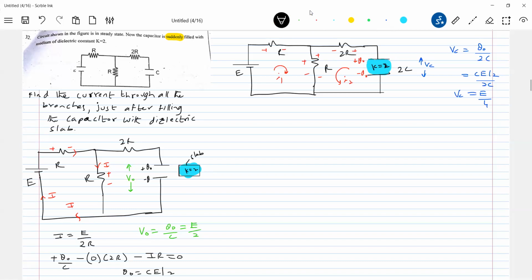So the best way of working this problem is where the capacitor is there. So we know what the method was. If the capacitor has an initial charge, what should you do? You should replace that with an equivalent cell for that instant only. For that instant only. So what is this? VC equal to E by 4. So I'll write only E by 4. So in place of the capacitor, that cell has come.